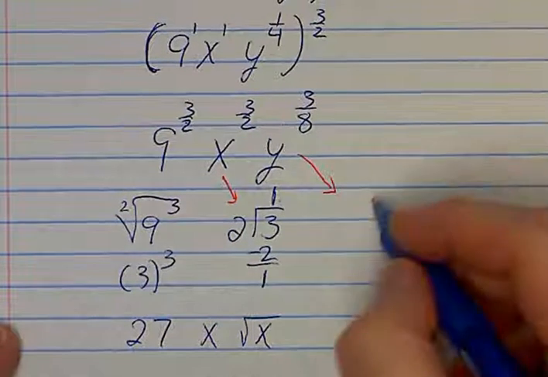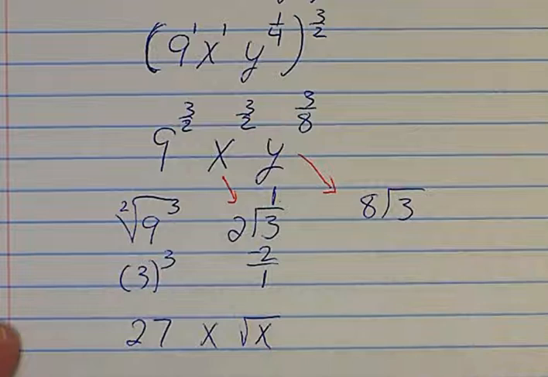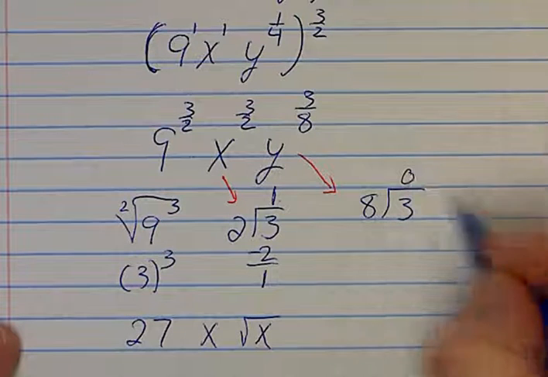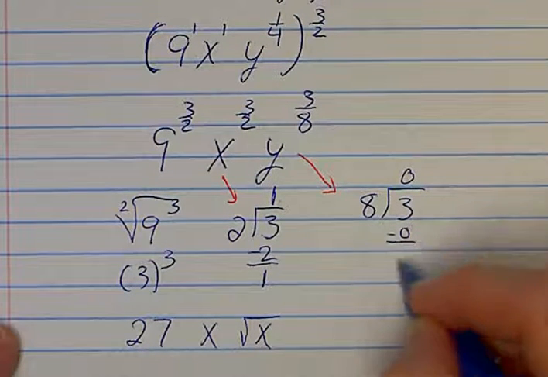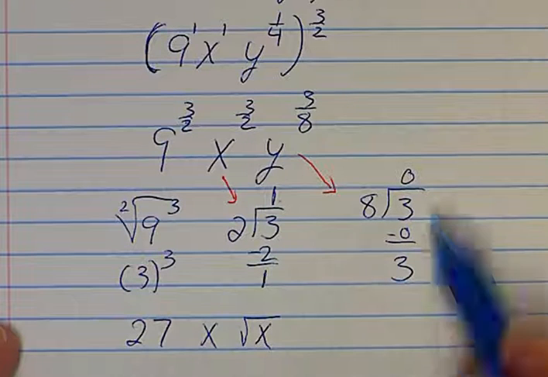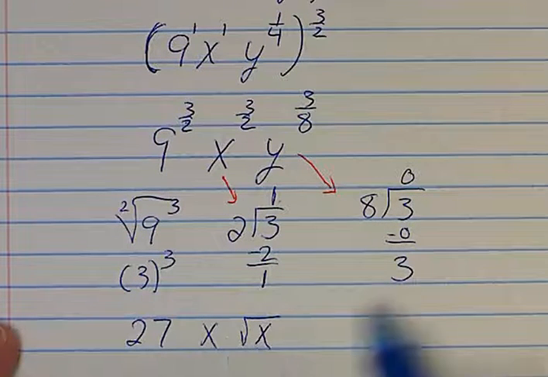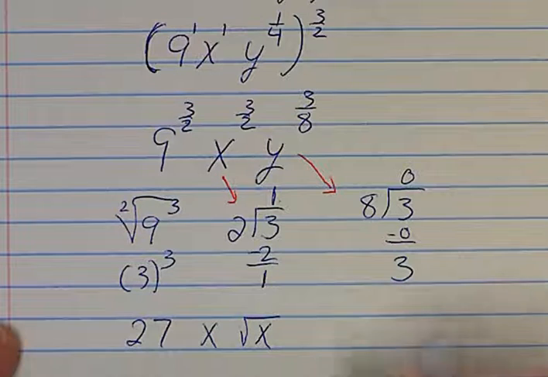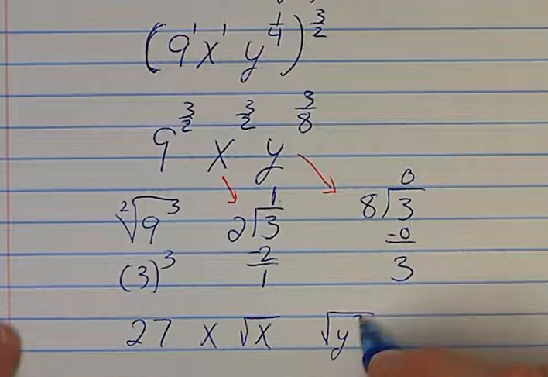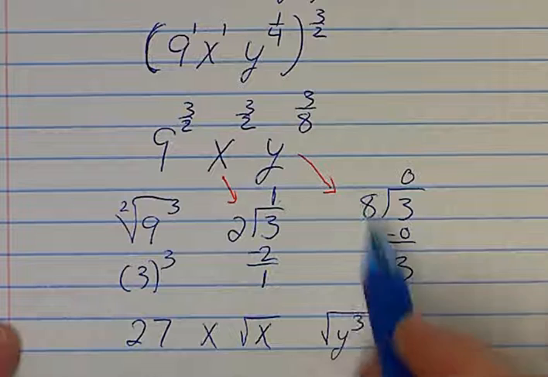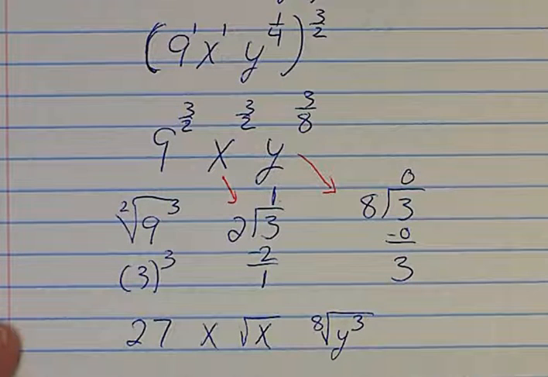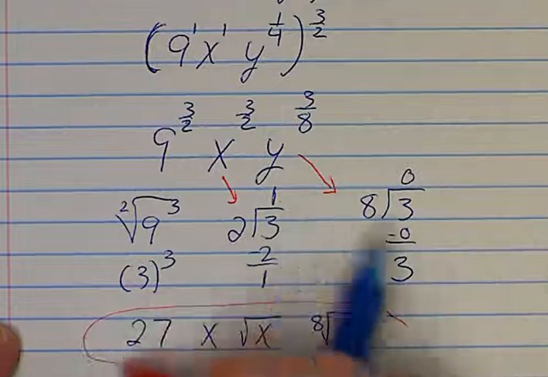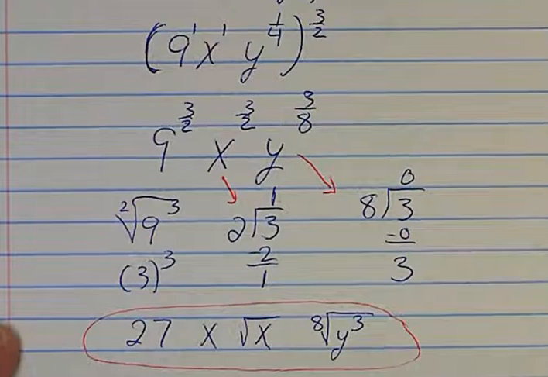And then for the y's, we're going to take 8 and divide it into 3. Will 8 go into 3? It won't. So that leaves us 0 here, so that's 3 there. So when we break this one down, we have no y's on the outside. We're going to have 3 y's on the inside. And because we were dividing it by 8, that means that's going to be the 8th root of y that we're going to put there. And that would be the final answer that we're looking for.